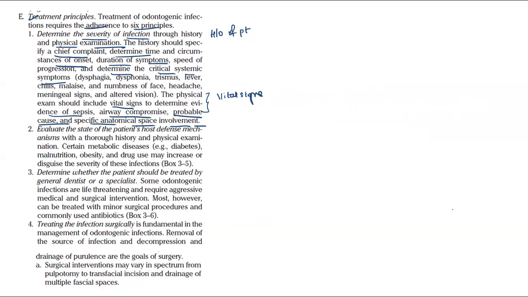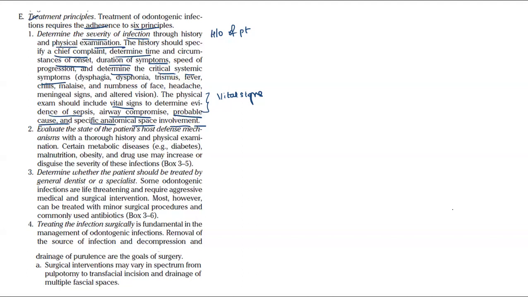Determine whether the patient should be treated by a general dentist or a specialist. Some odontogenic infections are life-threatening and require aggressive medical and surgical intervention, because that part should be drained, cleaned, and dressed, and wound healing really takes time. So mostly it's referred to oral surgeons. If it's minor, it can be treated by general dentists, which involves the usual minor surgical procedures and commonly used antibiotics. Treating the infection surgically is fundamental in the management of odontogenic infections.